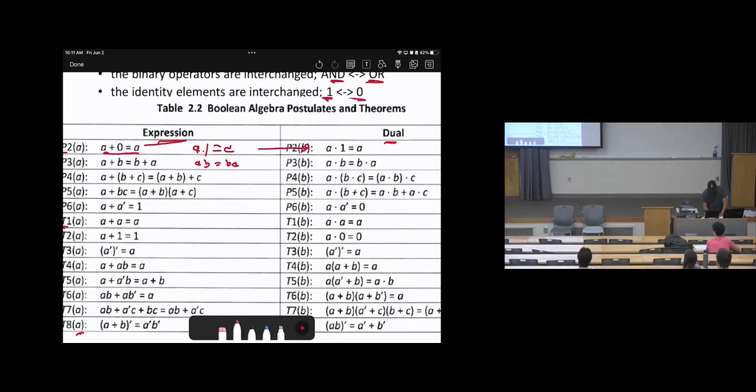So A plus B plus C equals A plus B plus C, then just make the duality. Then the fifth one, number 5, A plus BC equals A plus B, A plus C. Whenever you do the duality, the addition will be multiplication, the multiplication will be addition. Okay, clear?